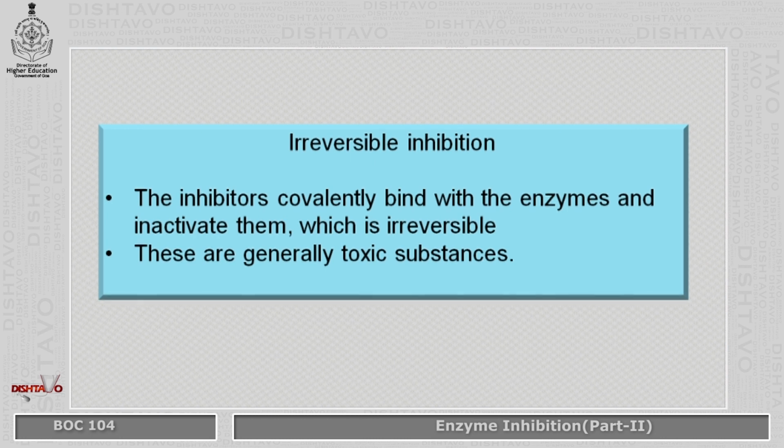is irreversible. Now, in this inhibition, the important thing is we call it irreversible because whenever the inhibitor binds with an enzyme, it binds with a strong bond. And when it binds, it modifies the amino acid residue which is needed for the enzyme activity. And so, it becomes an irreversible inhibition. These inhibitors which bring about the irreversible inhibition are generally the toxic substances.